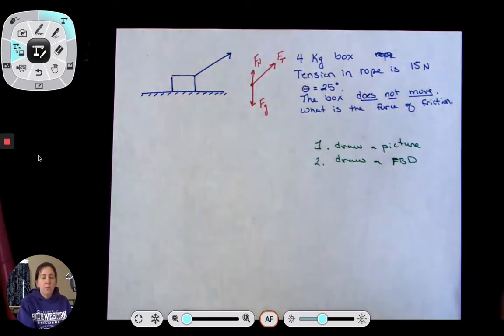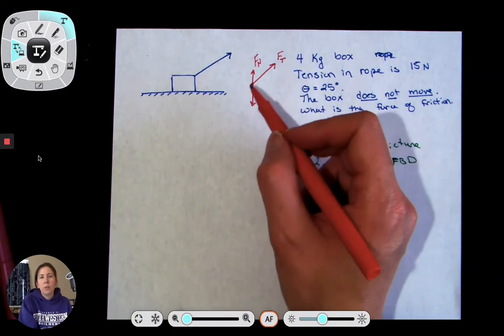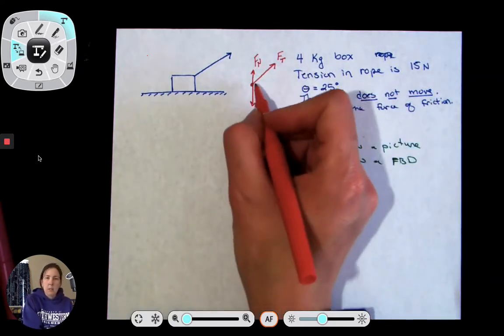I don't have my vectors here. My arrows aren't really drawn to scale, and that's okay. I'm just sort of piecing this out.